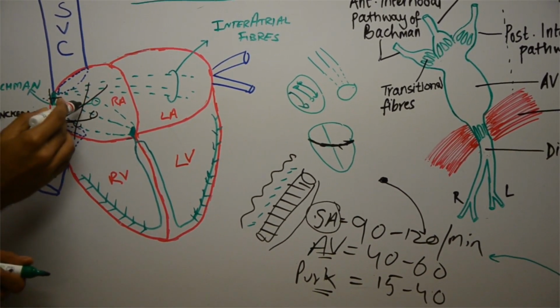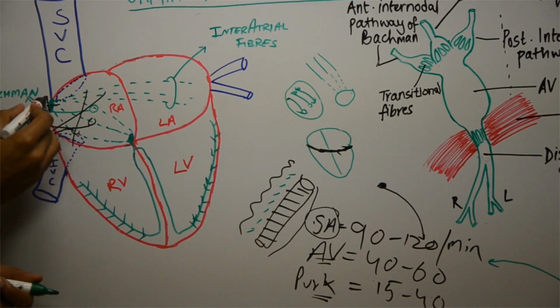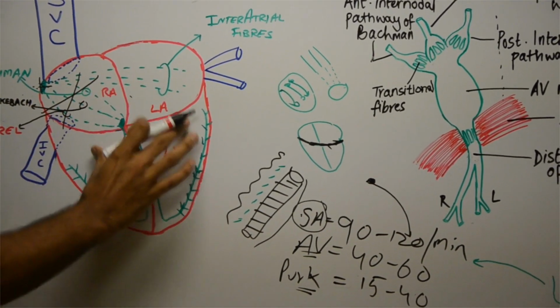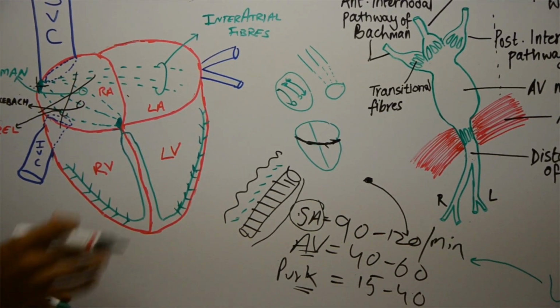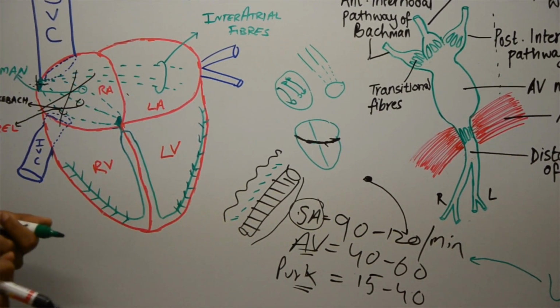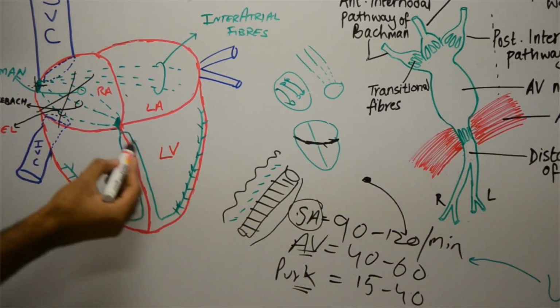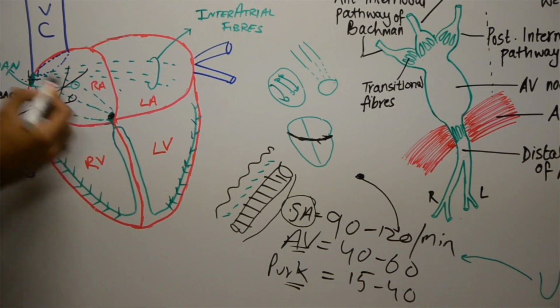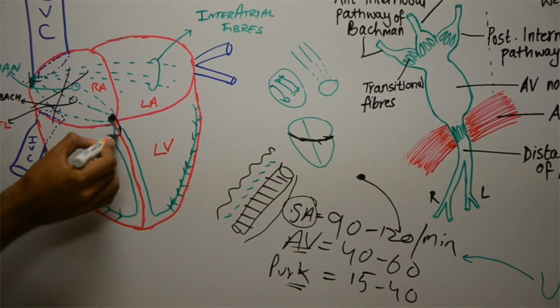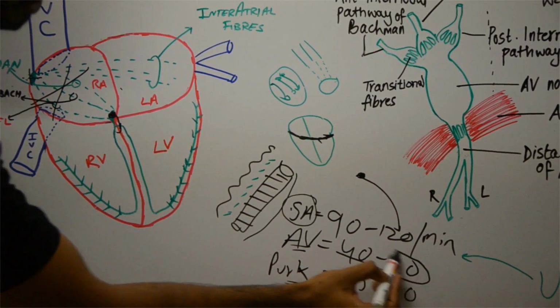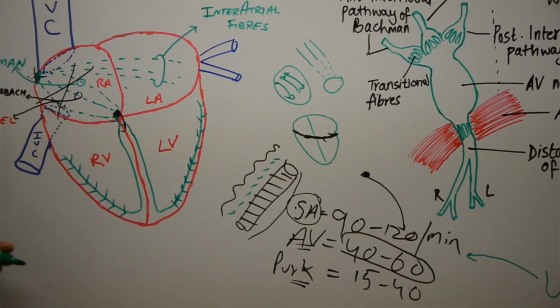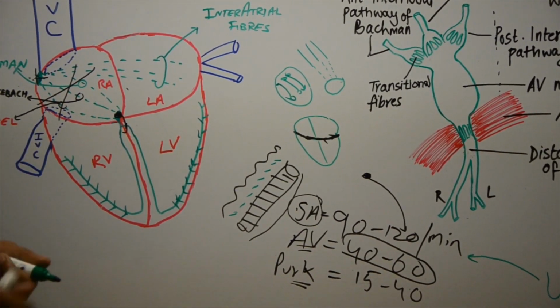Okay, so since there is blockage of this conducting system here, SA node impulses cannot spread to the rest of the heart. Therefore, the heart will not beat at the rate generated by SA node. So the AV node has to take up the activity. Now the AV node will generate the rhythm at the rate of 40 to 60 beats per minute and the heart will follow its rhythm. This is known as ectopic pacemaker.